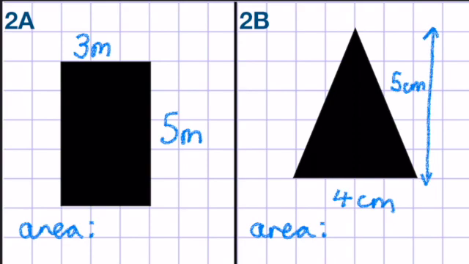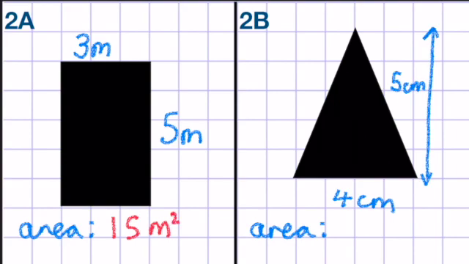For 2A and 2B, please do both sides. You need to find the area of the rectangle and the area of the triangle. Press pause. Okay, so to find the area of a rectangle, you multiply the length by the width. So it's 5 times 3, which is 15. And when you write the answer, we're doing meters, it's meters squared, so that's a small 2.